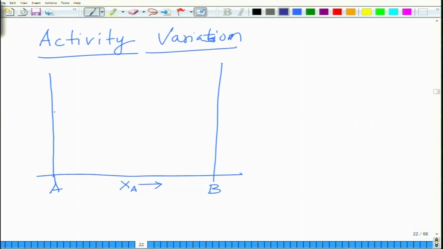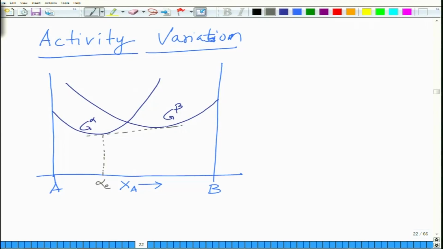So, if I draw now two phases, so let us say this is G alpha, this is G beta. The two-phase equilibrium is given by the common tangent. So, this is, let us say, alpha E, beta E at temperature T. T is constant, so let us say T1.